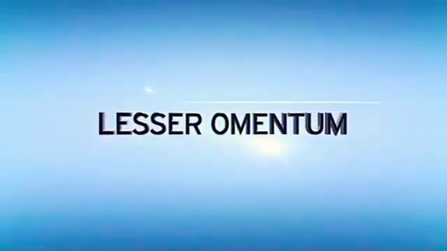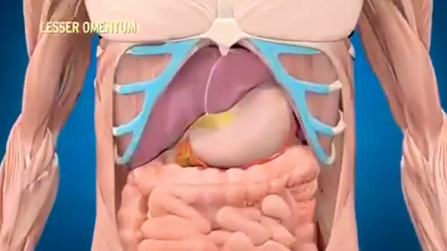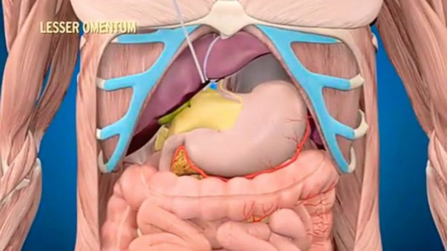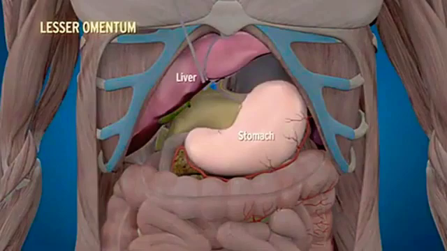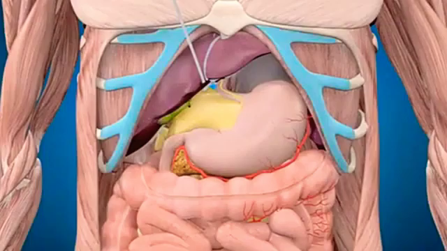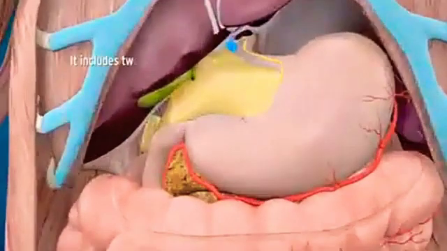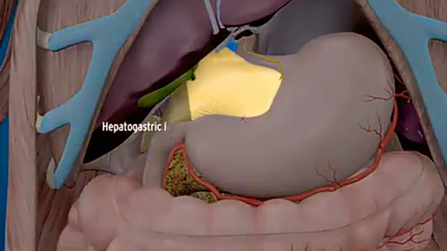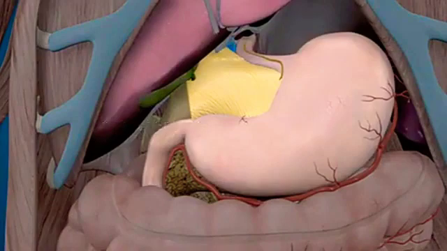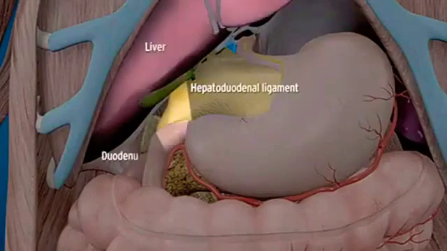Lesser omentum. Fold of peritoneum which extends from liver to stomach and first 2 centimeters of duodenum is known as lesser omentum. It includes 2 parts, hepatogastric ligament between liver and stomach. Hepatoduodenal ligament between liver and duodenum.